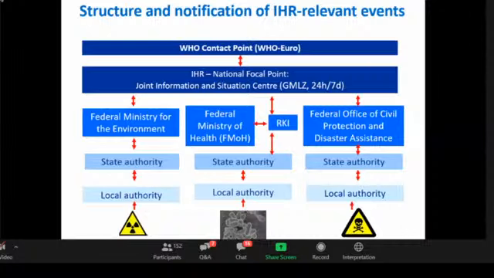For example, if it's a radionuclear threat, then the local health authority informs the state health authority, and via the Federal Ministry for the Environment, our Joint Information and Situation Center is informed. The same for chemical agents: it goes also via the local and state authority and then through the Federal Office of Civil Protection and Disaster Assistance. In case of a biological event, the RKI, the Robert Koch Institute, is involved, and we are in very close contact with the Federal Ministry of Health. But in this case, we can also go directly via the Joint Information and Situation Center to contact the WHO. Next slide.